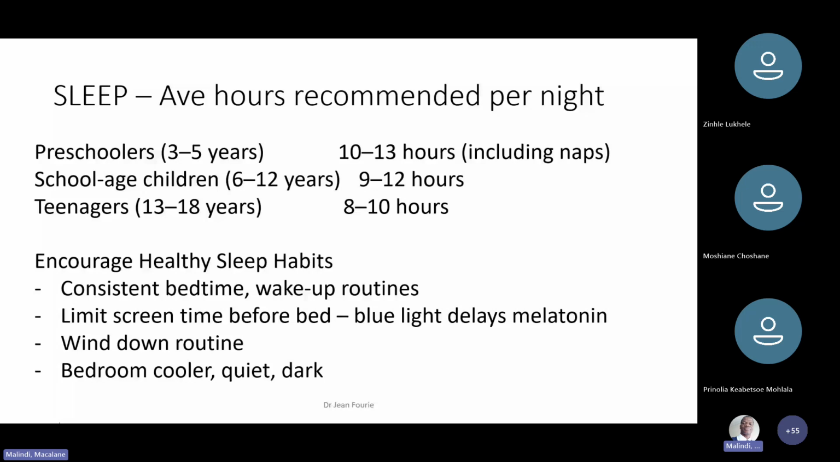One should also have clear wind down routines at night. So a routine where the child is quietening down, maybe having a bedtime story, keeping the bedroom cooler and quiet and darkening. We know that brains do not sleep well if there's too much light in the room. So there's a lot of research about what is healthy with regards to sleep habits. And sometimes teachers are called upon to assist parents and children with ensuring that these healthy habits are being attended to.